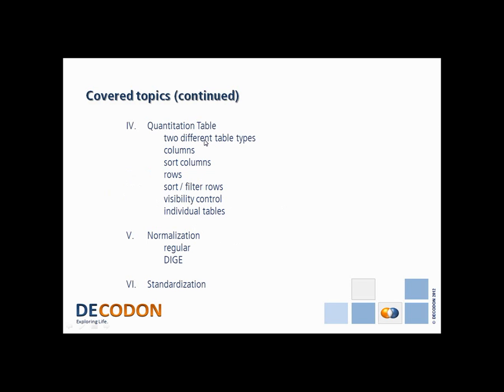Then we will talk about the quantitation table, as I mentioned, about the different types, what we can do with columns and rows, how to control visibility and create individual customized tables. Normalization as the basis for good analysis is then explained. Two different kinds of normalization, one based on the other, and then I will just give a short explanation about standardization, which is also an important step for advanced statistics.